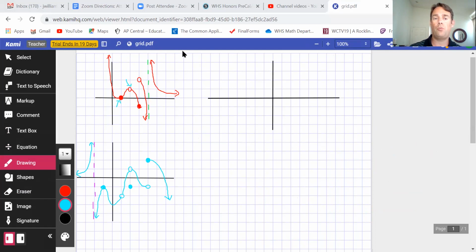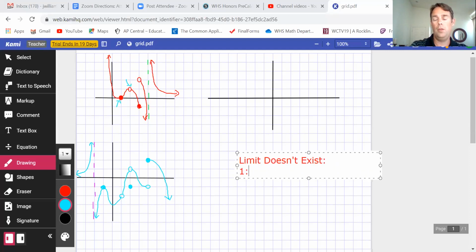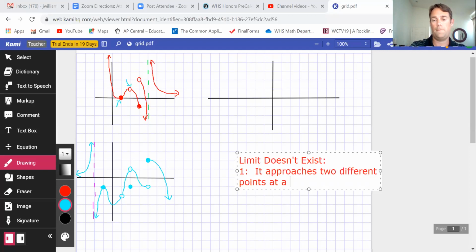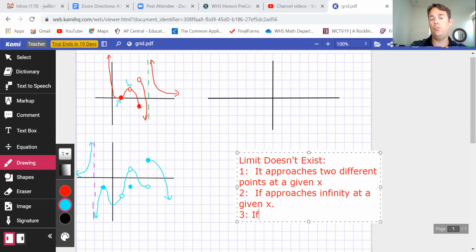So a limit doesn't exist, sorry, when 1, it approaches 2 different y values. 2, if it's an asymptote. And then the other one is if it oscillates. And this one is not going to matter to us in Calc AB. We're not going to be dealing with it if it oscillates at a given x value.